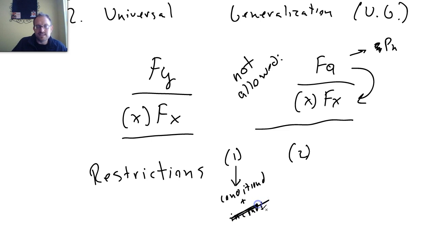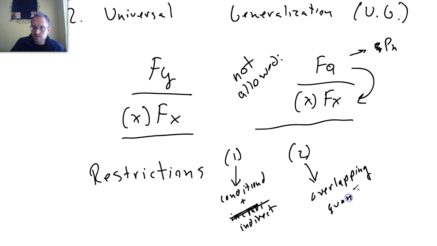I'm sorry, it concerns the conditional and the indirect proof. We're not going to spend too much time on that now, because in these sets of problems we're not going to talk about that. We'll have a whole video just talking about the conditional and indirect proof. And then there's another restriction in terms of overlapping quantifiers. It says that universal generalization must not be used if Fy contains an existential name and y is free in the line where that name is introduced.